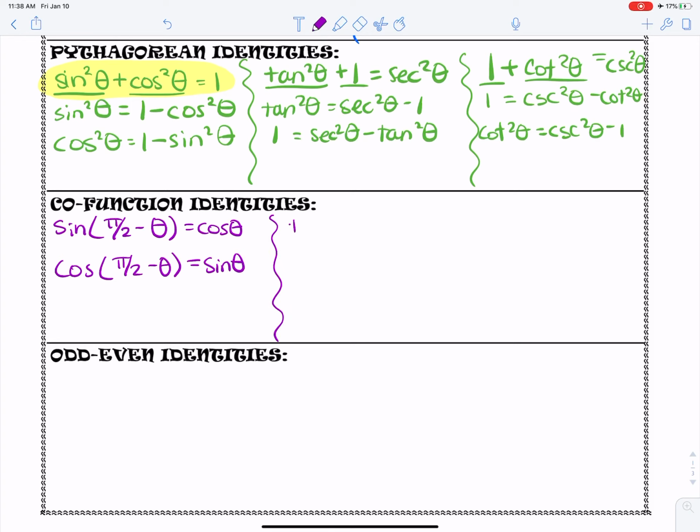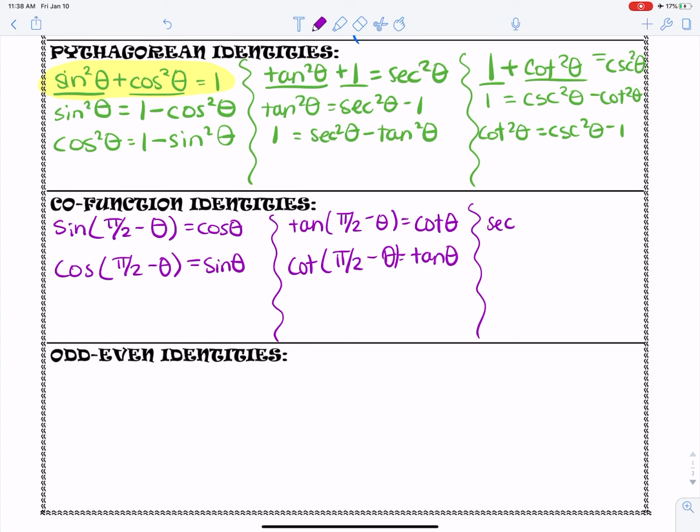And now let's move on to tangent and cotangent. Tangent of pi over 2 minus theta equals cotangent theta. The cotangent of pi over 2 minus theta equals tangent theta. And now what's left? Secant and cosecant, and they go together. The secant of pi over 2 minus theta equals cosecant theta, and the cosecant of pi over 2 minus theta equals secant theta.